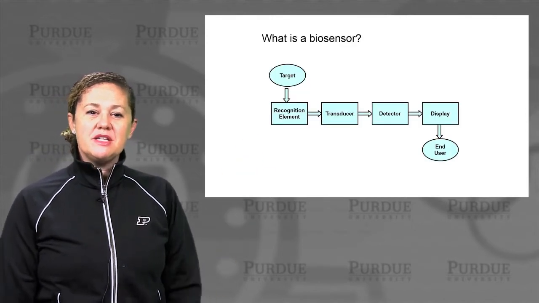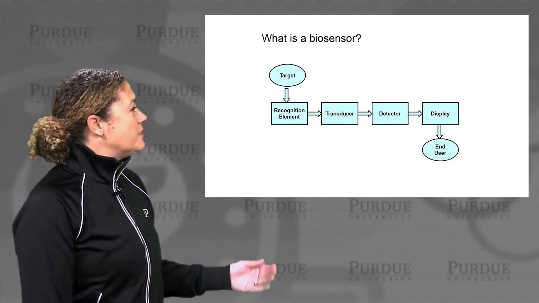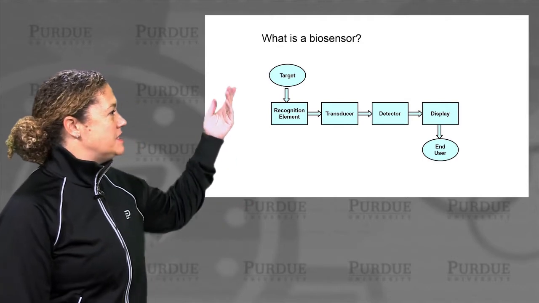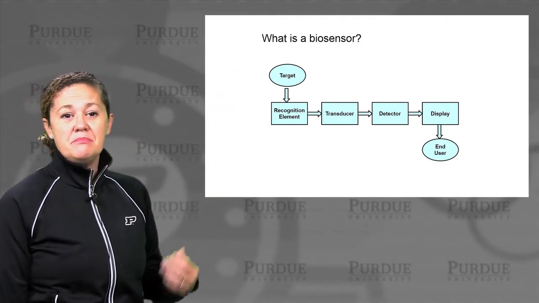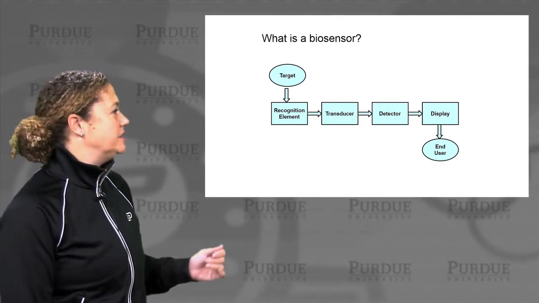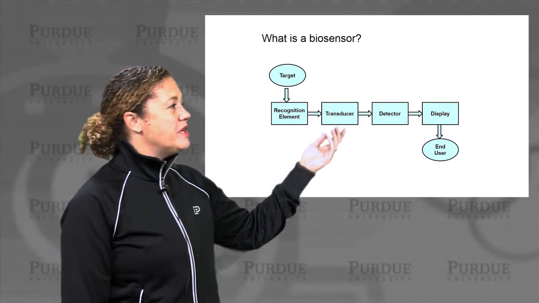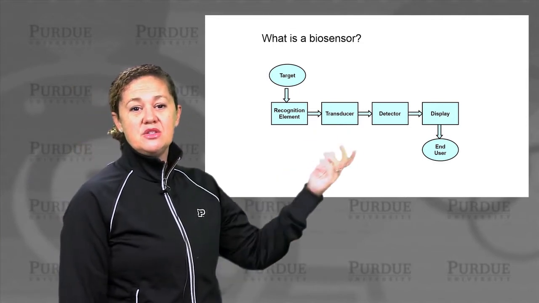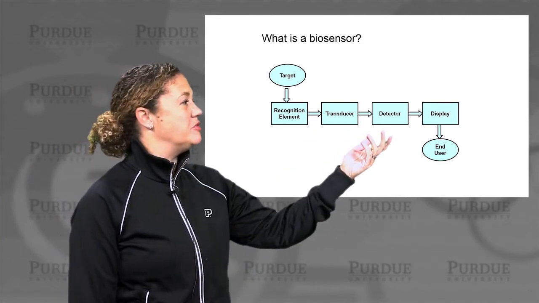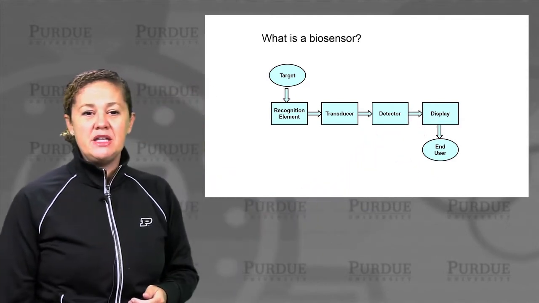So let's remind ourselves about what a sensor, or in this case a biosensor, is, right? And we talked about wanting to detect some target entity, a molecule, an ion. It could be any sort of biological signal with a recognition element, then some component that transduces this into a measurable event that's measured by some detector and then reported to some output end user.